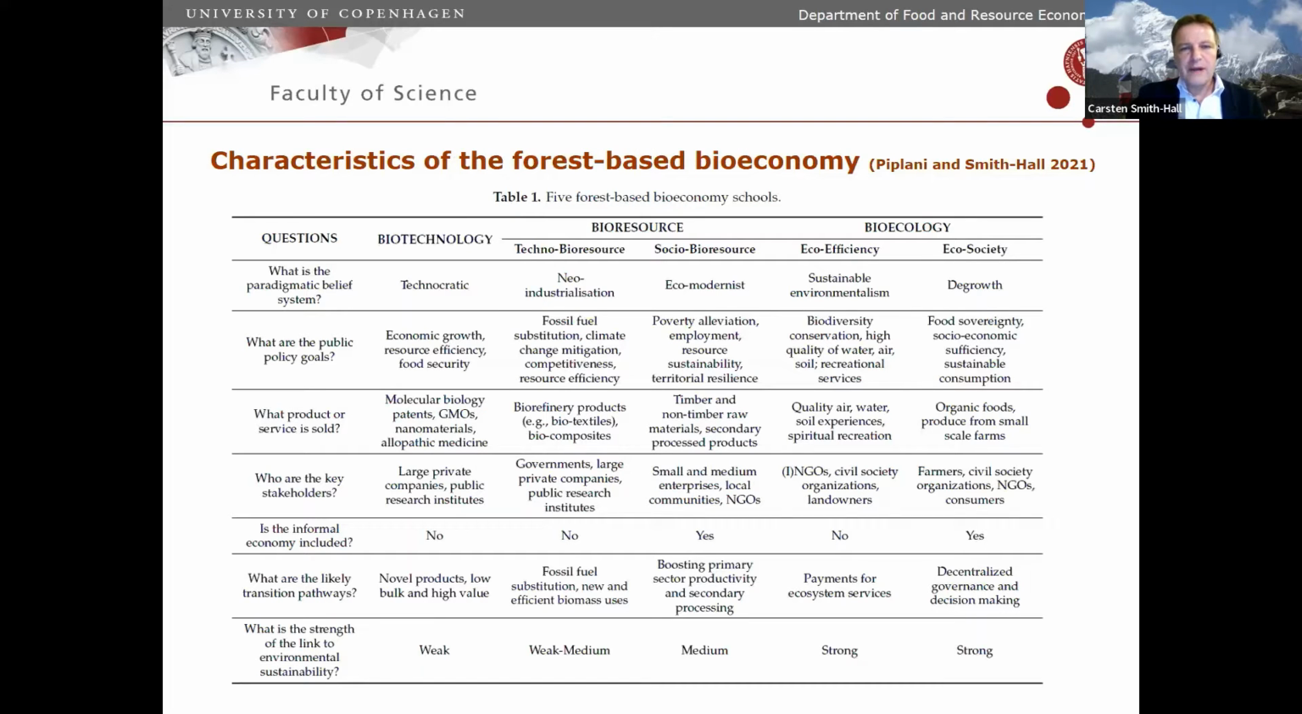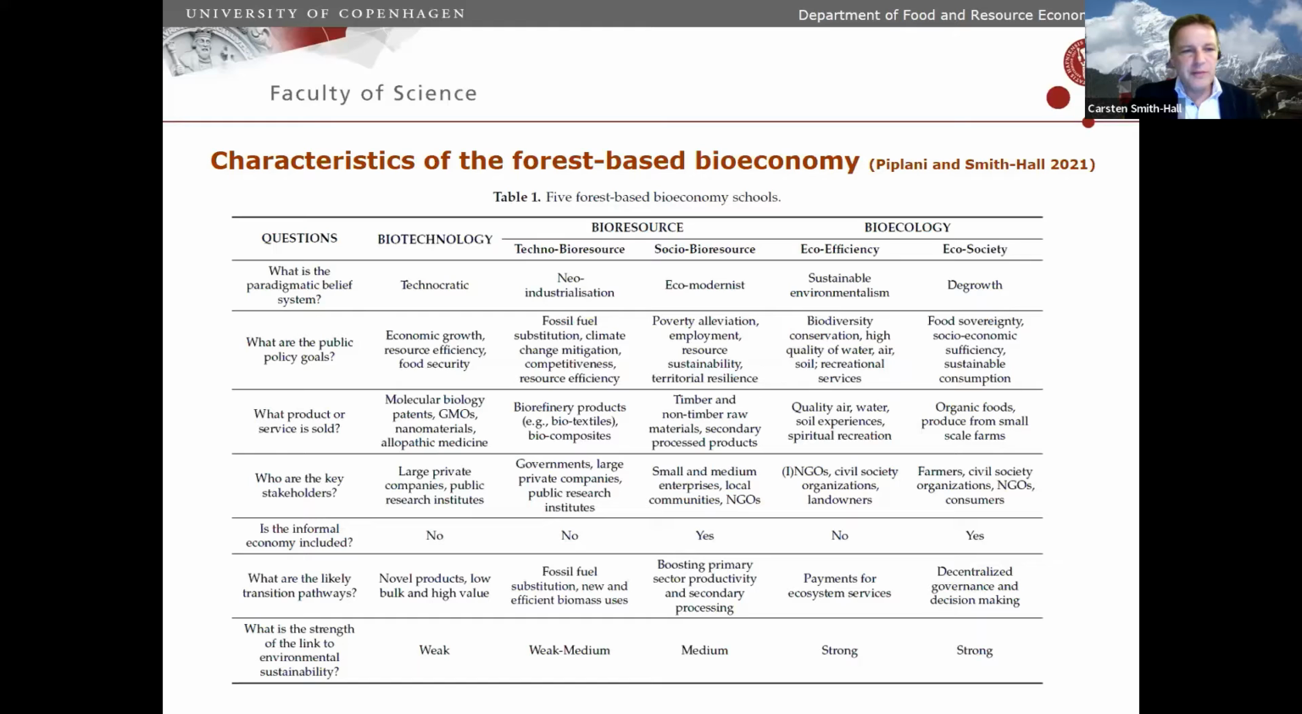The really great thing about this definition and having this focus on the forest-based bioeconomy is that we can start to operationalize it. So in this paper, we reviewed the contents of 49 different papers and tried to distill the characteristics of the forest-based bioeconomy being described in these papers. And what you can see here in the left-hand column are 7 key questions that distinguish the different ways of thinking about and approaching the forest-based bioeconomy. By answering these 7 questions, we arrived at these 5 different forest-based bioeconomy schools.